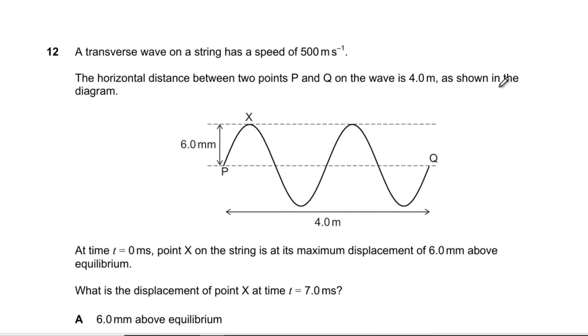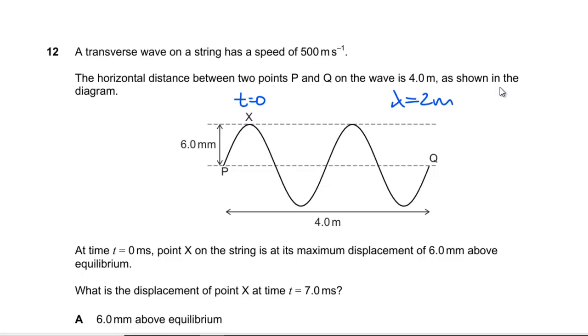12. Transverse wave speed 500 meters per second. We've got the horizontal distance between the 2 points P and Q of the wave is 4 meters. So that's 2 wavelengths. So we've got wavelength is 2 meters. Time 0 milliseconds. Point X on the string is at maximum displacement. So this is T is 0 up here. What's the displacement of point X at time 7 milliseconds?